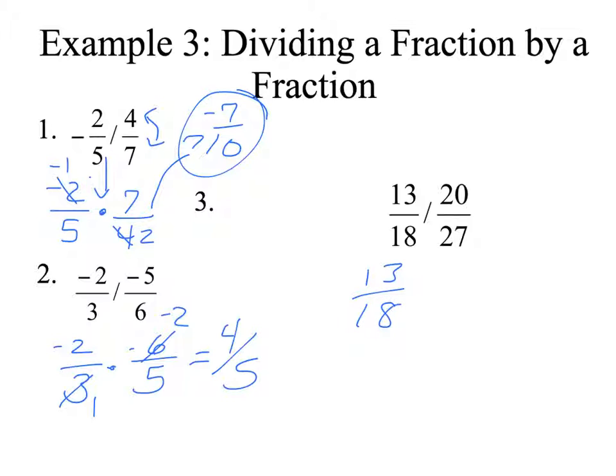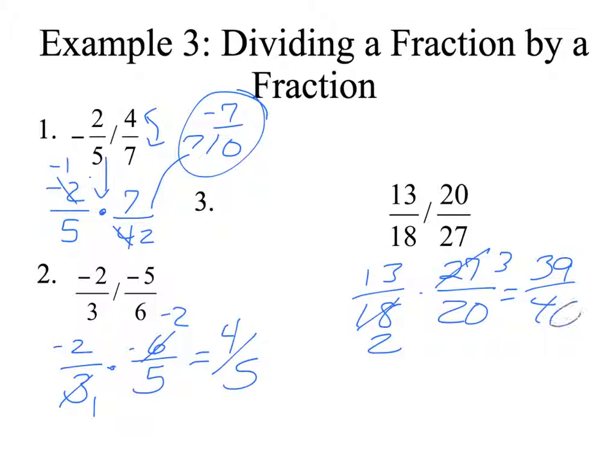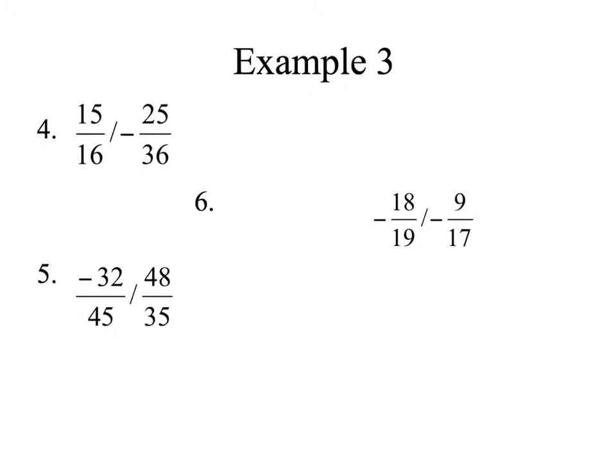13 over 18 times 27 over 20. 18 and 27 actually can cross cancel. They can both divide by 9, giving me 3 and 2. That's going to give me 39 over 40 as my final answer when I multiply. 3 for you to try. Again, I'd go ahead and pause the video, try them on your own, and then turn it back on.